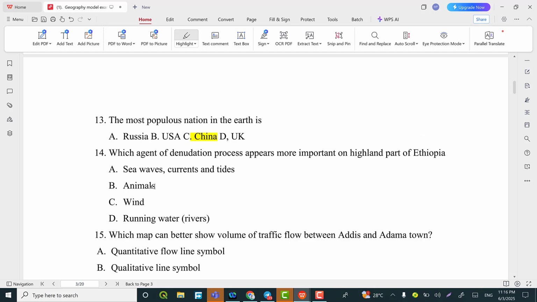Animals are not specific to the highlands of Ethiopia. They can be in both highlands and lowlands. Wind or aeolian erosion is mainly found within the lowlands of Ethiopia. So running water or rivers are the main agent of denudation in the highlands of Ethiopia, because when altitude increases, the amount of rainfall received is maximum, and the probability of the occurrence of running water erosion is maximum. So the highland is mainly manifested by denudation due to running water or rivers. So the answer is B.